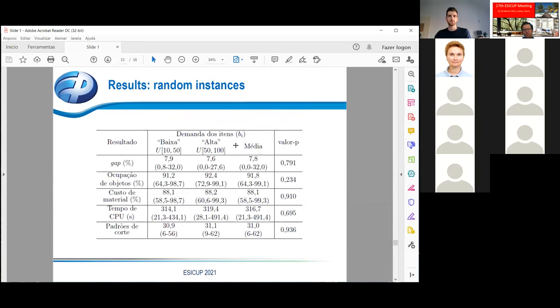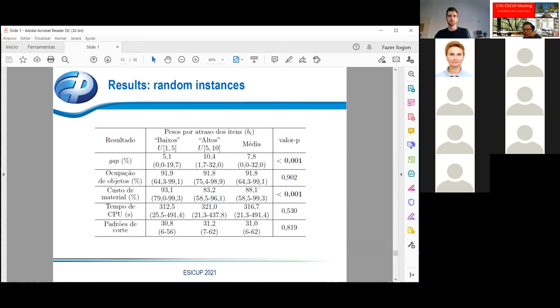When we look at the demand of the items, none of the outputs were influenced by that parameter. So we don't have the demand of the items as a relevant input, taking into account the values that were assigned here.